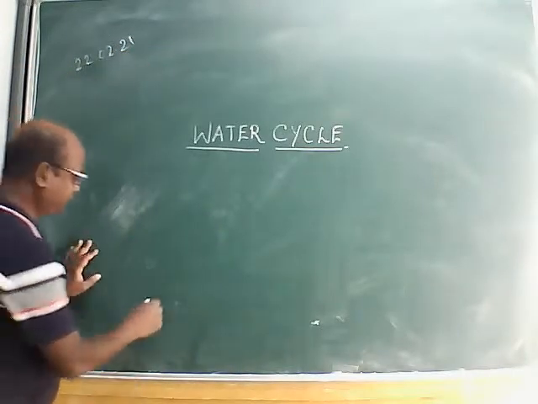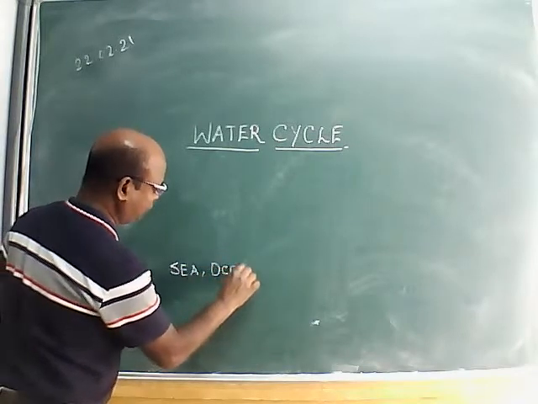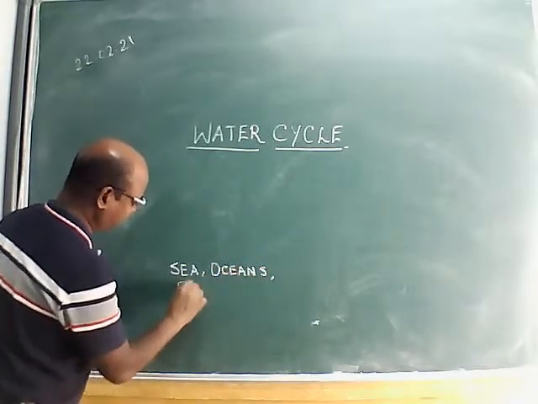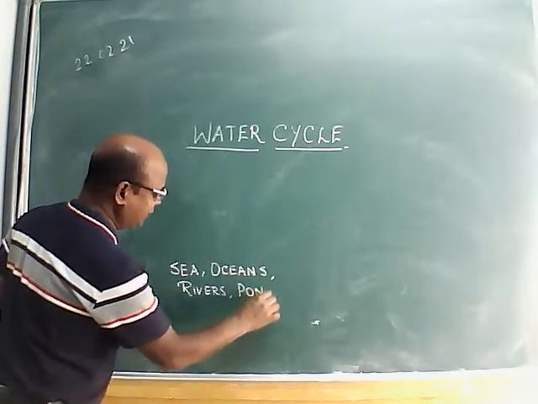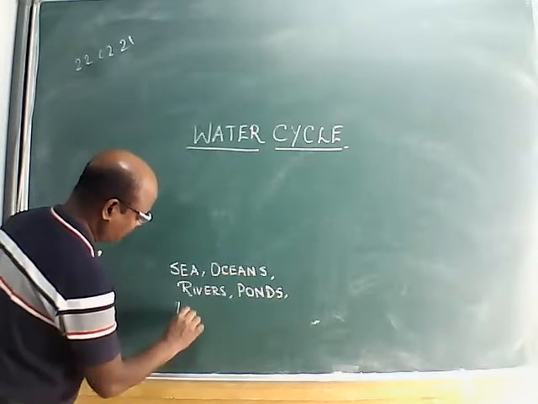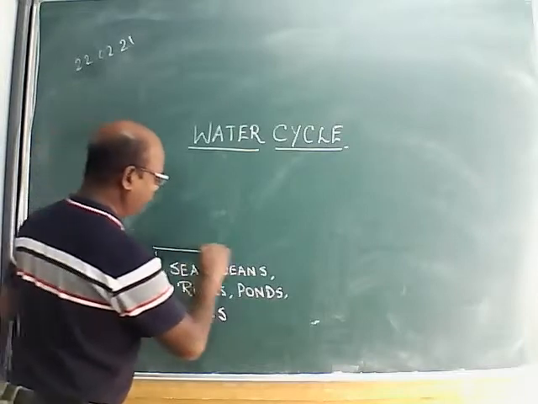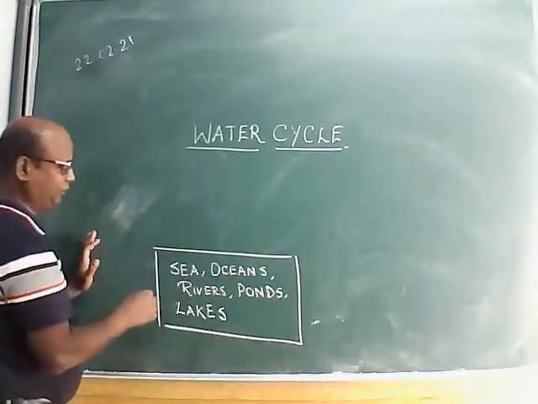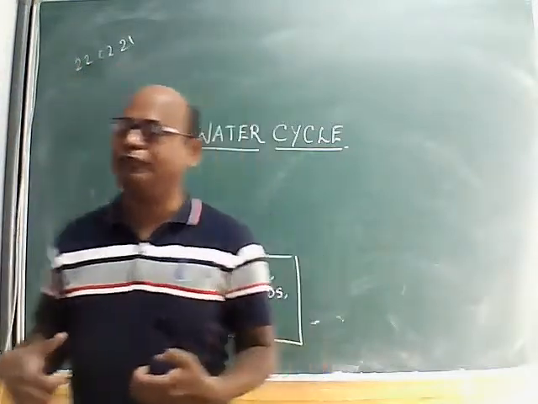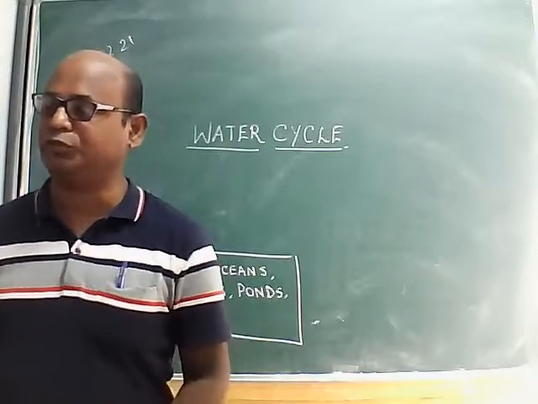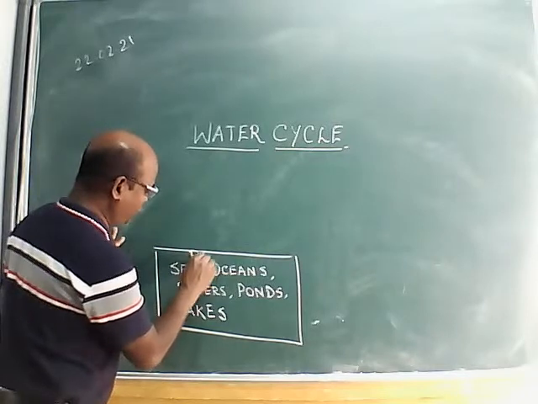You know that sea, oceans, rivers, ponds, lakes, all these are the different sources of water. Sources of water means the places where we can get this important natural resource. Along with this, rain is the most important source of water.